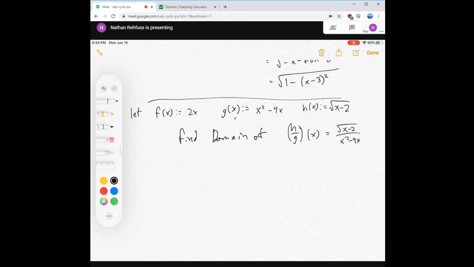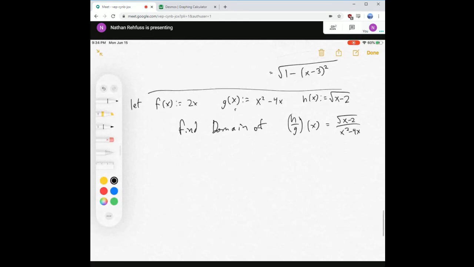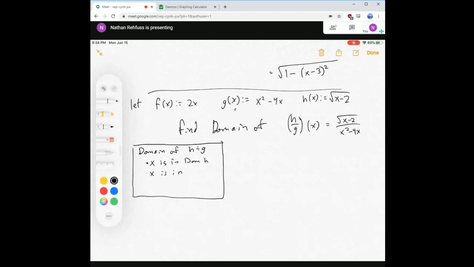But here, I said something about this earlier. If I'm dividing by g, x has to be in the domain of h. Otherwise, I can't plug it in and make the numerator. And it has to be in the domain of g. Otherwise, I can't plug it in and make the denominator. Also, we can't divide by 0. So the denominator can't be 0.